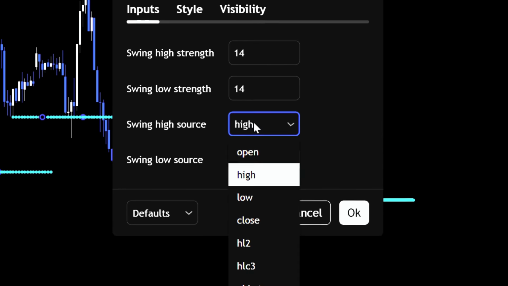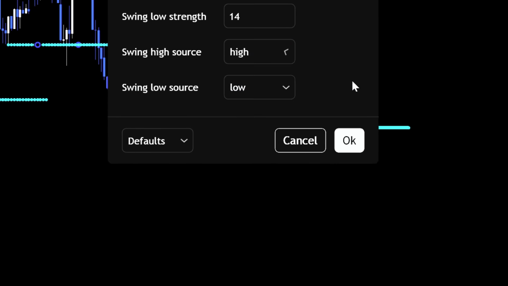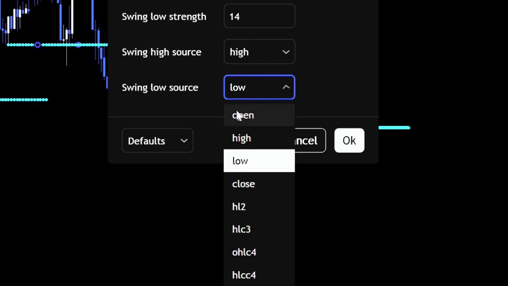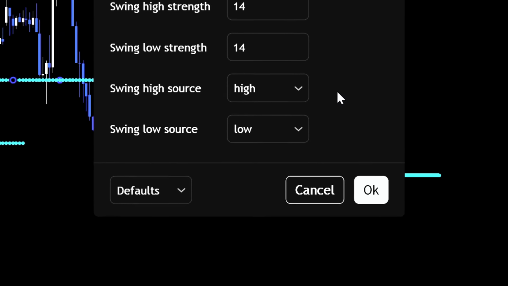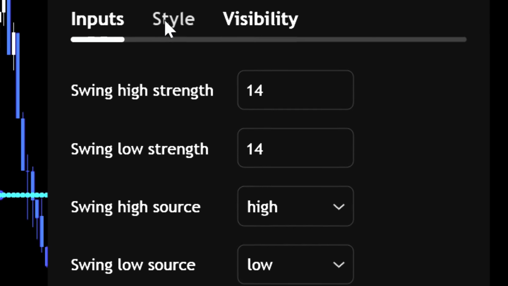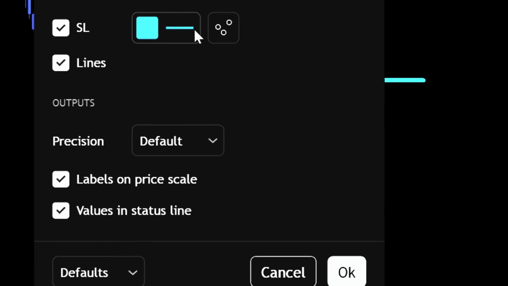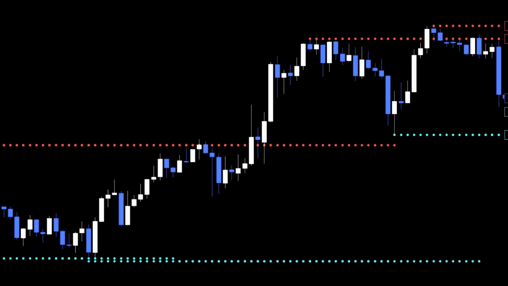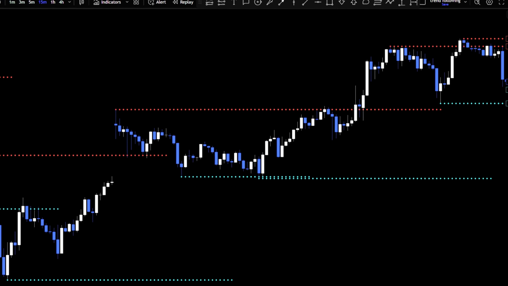Next, make sure Swing High Source is set to high and Swing Low Source is set to low. This ensures it uses the highest highs and lowest lows to plot those levels accurately. After that, there's no need to do any adjustments in the style section. You're just left with the dotted lines for support and resistance. Once you've done that, click OK to save your changes. Your chart should now show clear swing highs in red and swing lows in green. Ready for the next step.